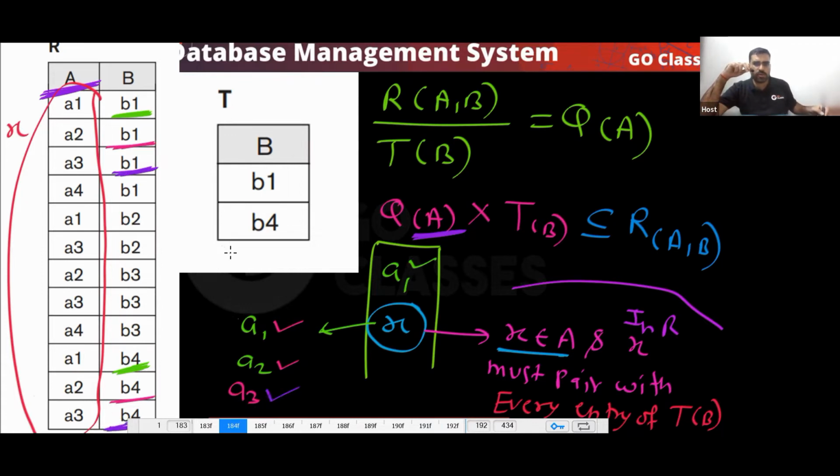What about A4? A4, B1 is there. And A4, B4, do we have? Do we have A4, B4? No, so A4, B4 we don't have. Okay, this is your another perspective. So your final answer will be this. Yes or no? Is this clear? Tell me. This is your final answer.